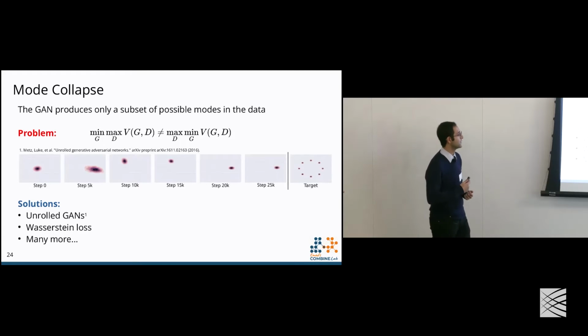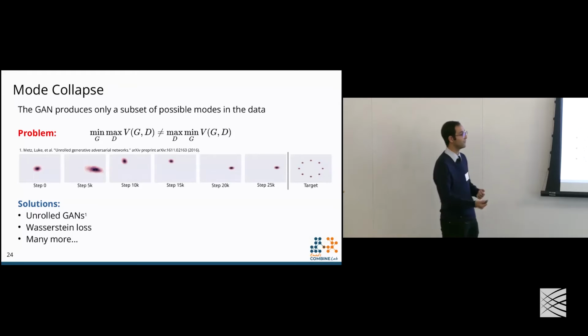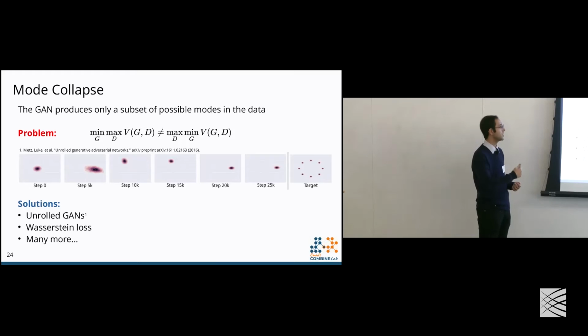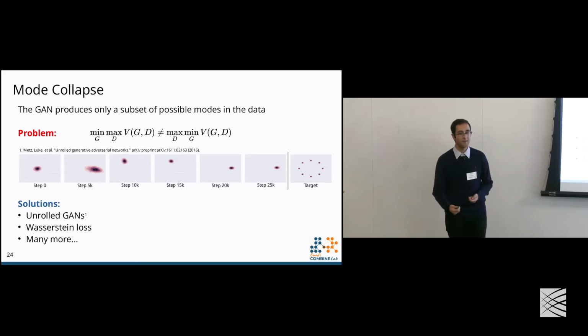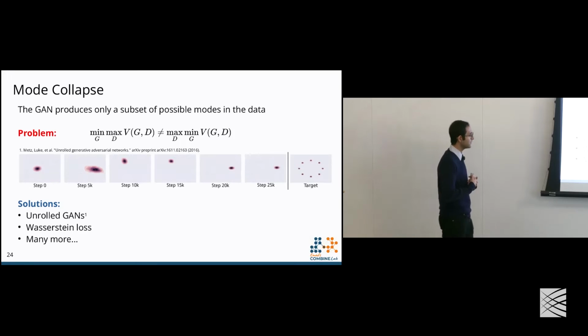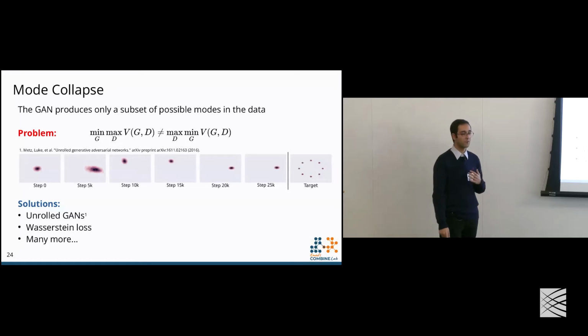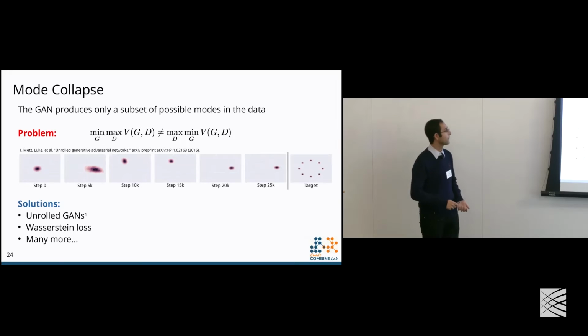So this is another example we have, and you see that the target modes are on the right. So we have 8 modes, and at every 5,000 steps of training, the generator collapses to a different mode. That's because at some point, the discriminator will realize and correct itself and update. There are many solutions that have been introduced to solve this problem, like unrolled GANs, but the most well-known, very well-respected one is using a Wasserstein distance.